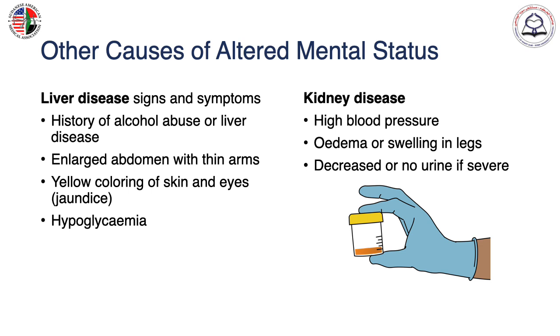Some metabolic causes like hepatic encephalopathy: the patient could have a history of liver disease, hepatitis B, C, or alcoholic liver disease, or other causes. They can have jaundice, spider nevi, a shrunken liver, ascites, and hypoglycemia. And a source of infection could be there also. In kidney disease, the patient has high blood pressure, edema and swelling of the leg, decreased urine output. Sometimes you can also see uremic frost.